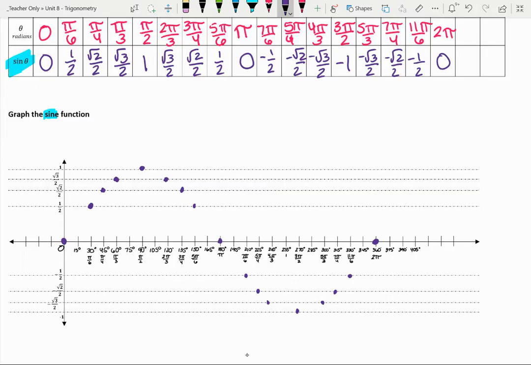And if I start to connect this, try to make a smooth curve here. I don't want to do this like connect the dots in kindergarten where I'm doing little line segments. I want to make kind of a smooth curve. And so this looks like the start of my sine graph.